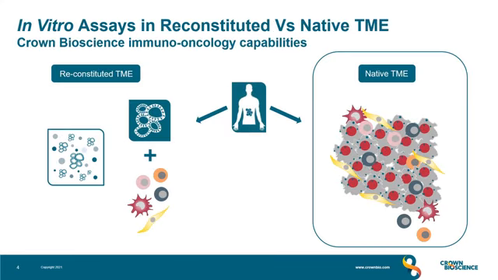At Crown Bio, we have different modalities that help to reconstitute tumor microenvironment. On one hand, we can use patient-derived organoids together with other cells, immune cells, and fibroblasts that are isolated from healthy donors. This is what we call reconstituted tumor microenvironment assays. And on the other hand, we can use a fresh tumor sample that contains all the cells present in a human TME, and we can proceed from that sample directly. And this is what I'm going to show you today.